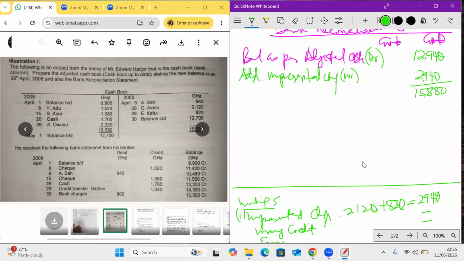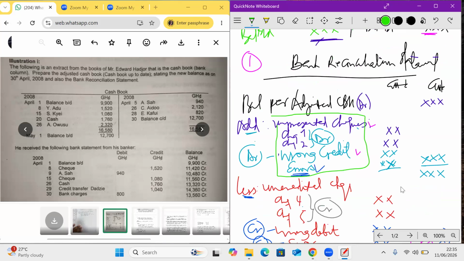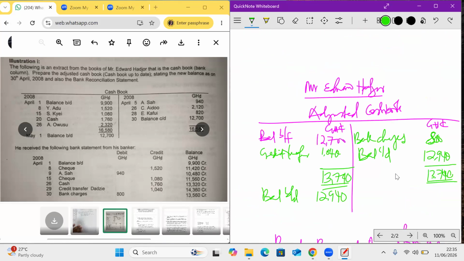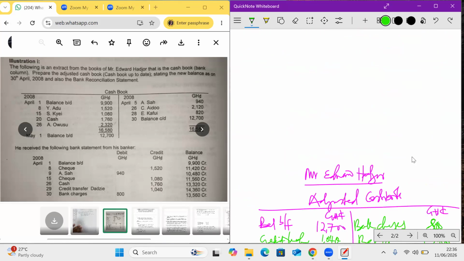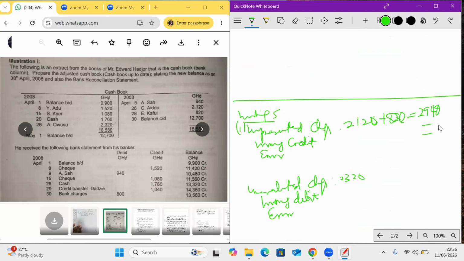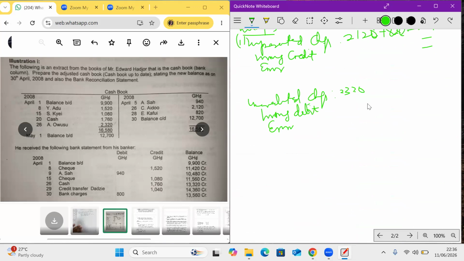12,940. What is next? I'll write in. That's all. Yeah, so what is next? The format. So the next one is wrong credits, but we didn't. We've done the workings. We got zero for them. So we now need to write them. Yes. So what is the next?